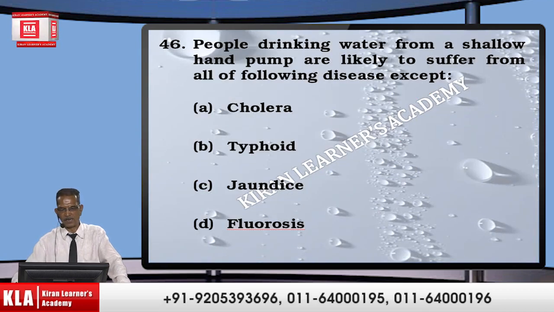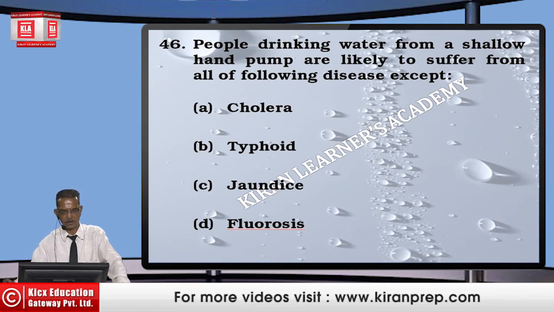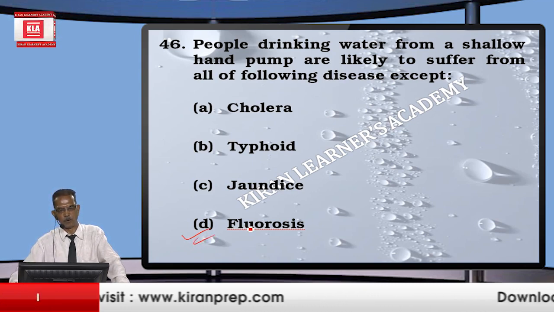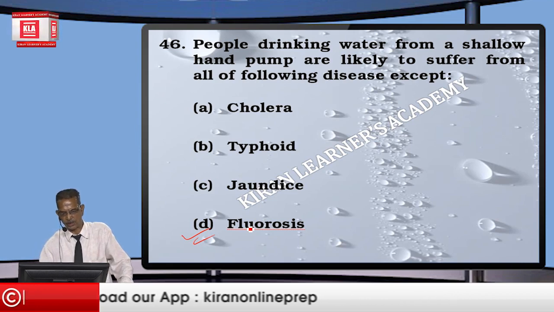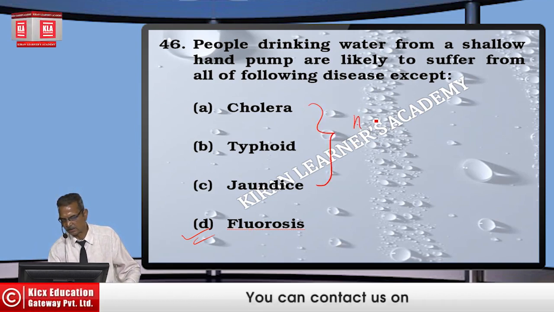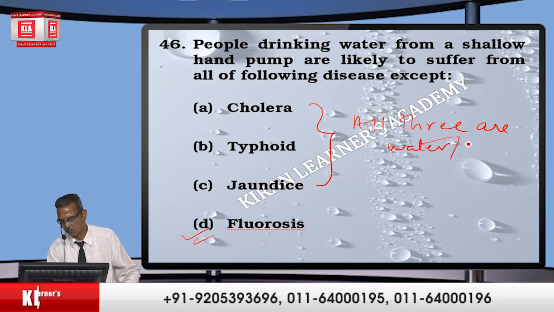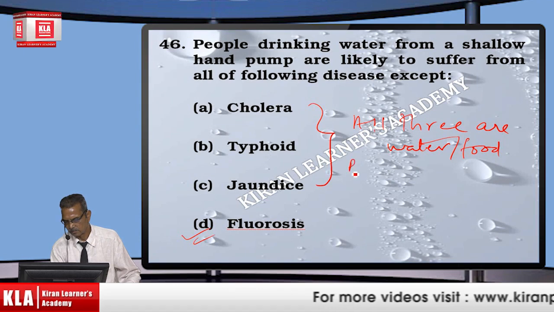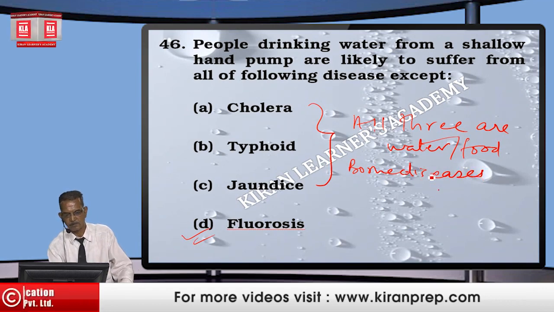Next. People drinking water from a shallow hand pump are likely to suffer from all of the following diseases except which disease? Fluorosis. Because fluorine is found in deep waters. It is not found in shallow water. In shallow water you find the germs for waterborne diseases, cholera, typhoid and jaundice. All three are water or food borne diseases, except fluorosis.